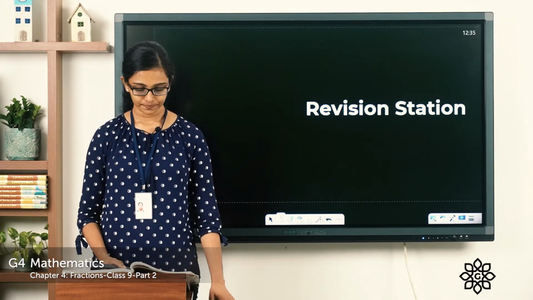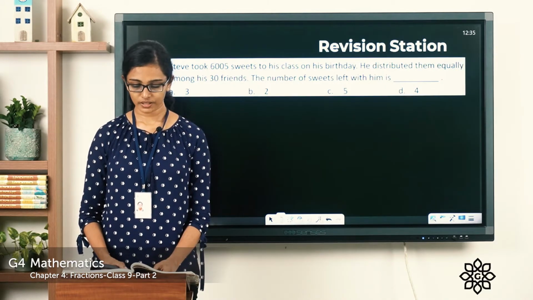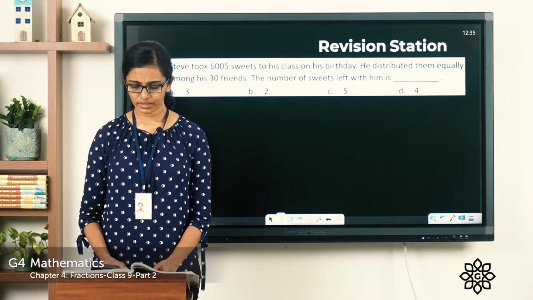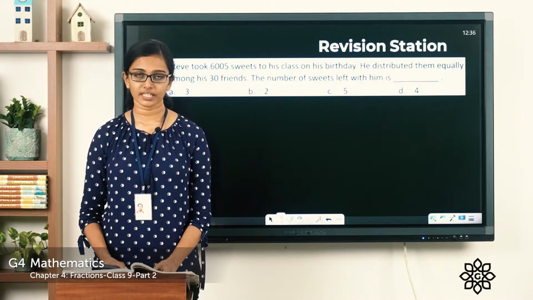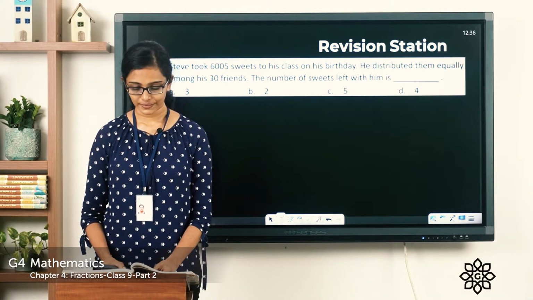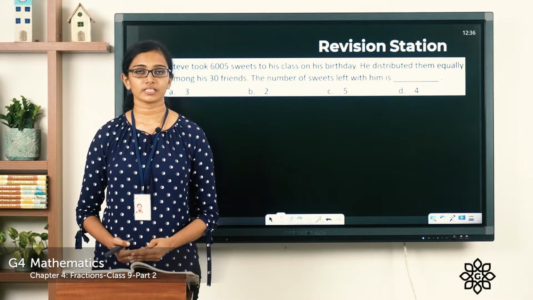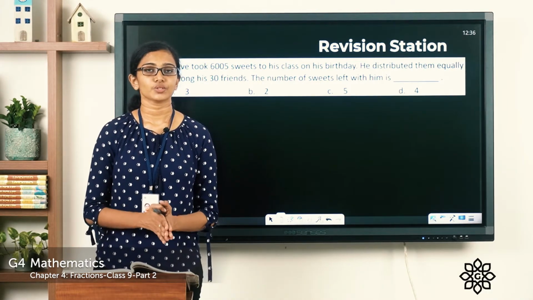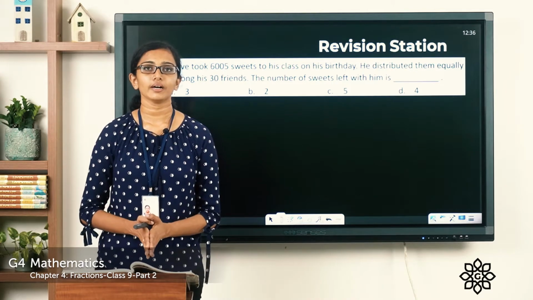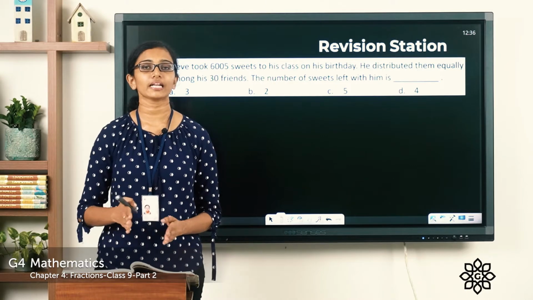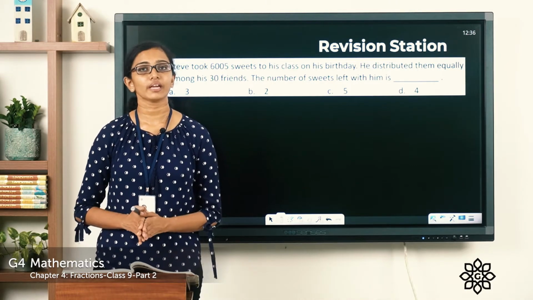Question number 8. Steve took 6,005 sweets to his class on his birthday. He distributed them equally among his 30 friends. The number of sweets left with him is. So what is given in the question? There are a total of 6,005 sweets which were divided equally among 30 students. You are asked to find out how many sweets were left with him after dividing them equally.